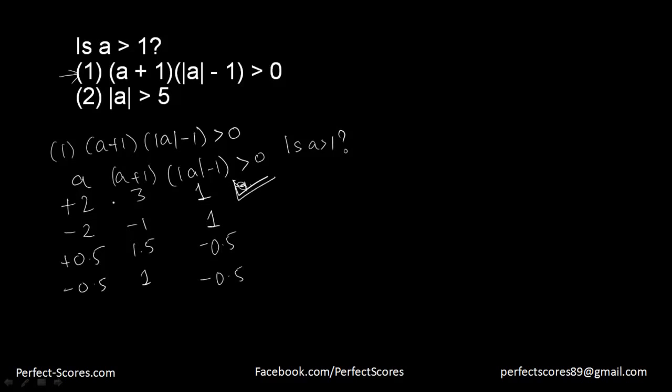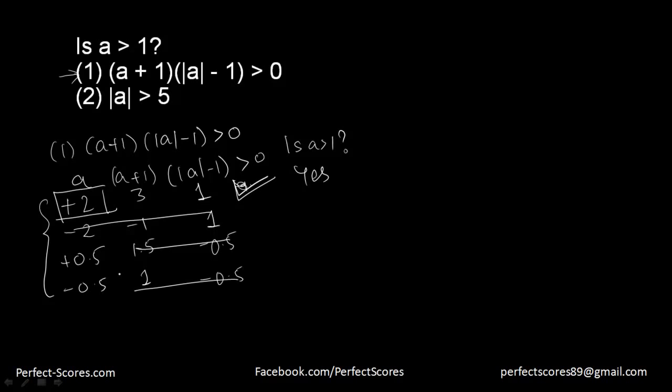Now is a greater than 1? Yes, it is. But this is not even satisfying the fact. That means this is ruled out. Again this is ruled out. Again this is ruled out. That means the only possibility of a is being a number greater than 1. Right? Because I've actually exhausted all the possibilities of a. I try to make a negative integer. I try to make a positive decimal. I try to make a negative decimal.